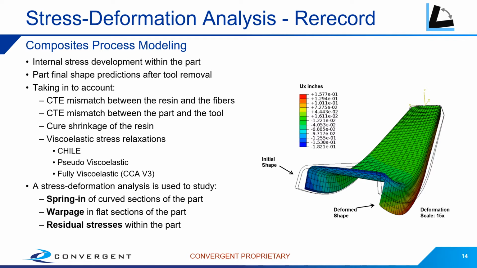And as we can quite clearly see on the right here, there's the deformed shape and the initial shape, and there's a gradient between these two. So this may or may not be acceptable in your manufacturing tolerances, and by doing a stress deformation analysis, you're able to compensate these before you actually go and machine your tool and invest time and money in capital expenditures.